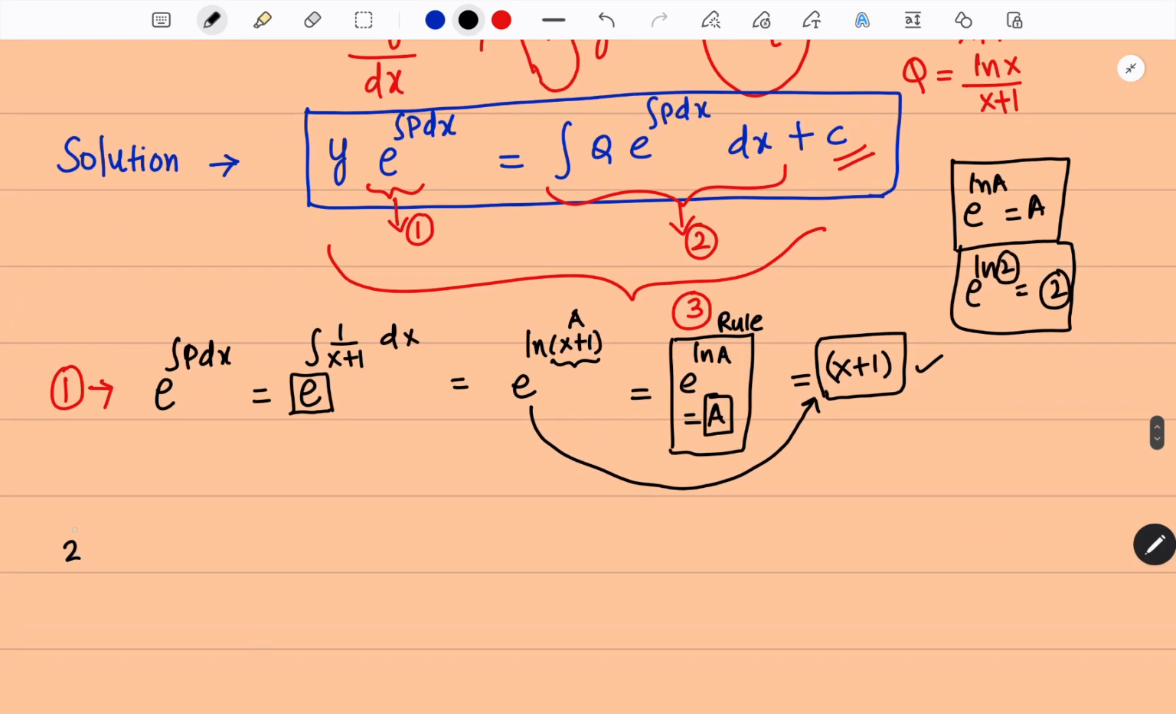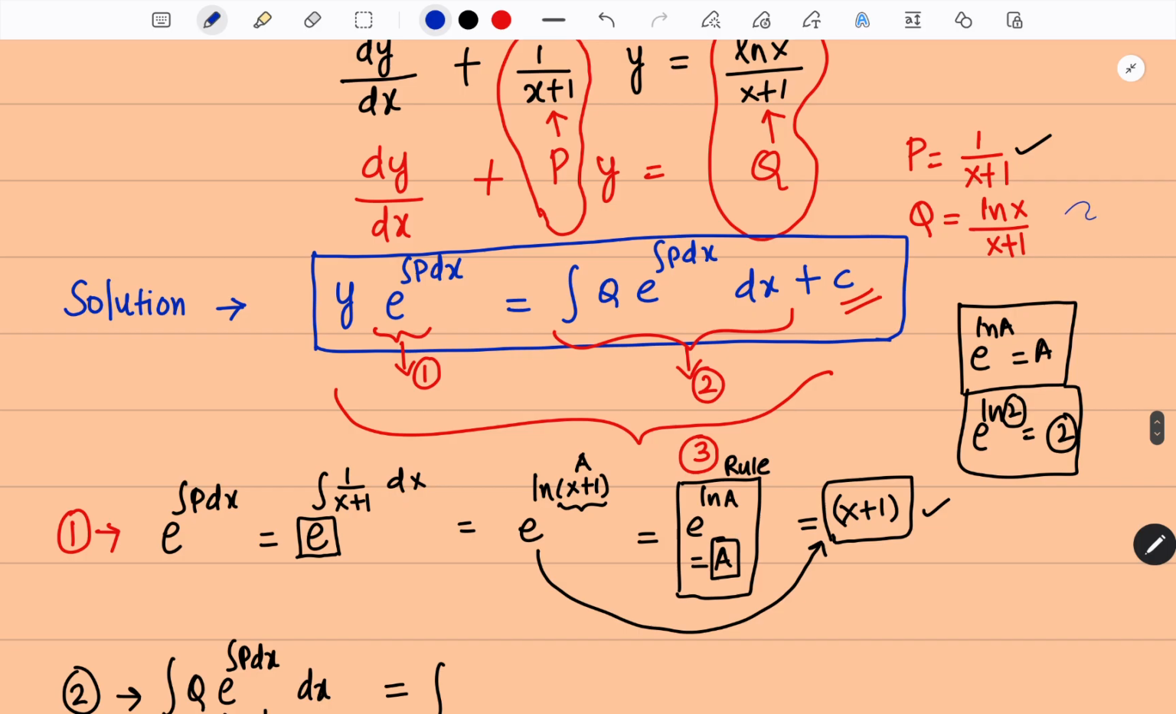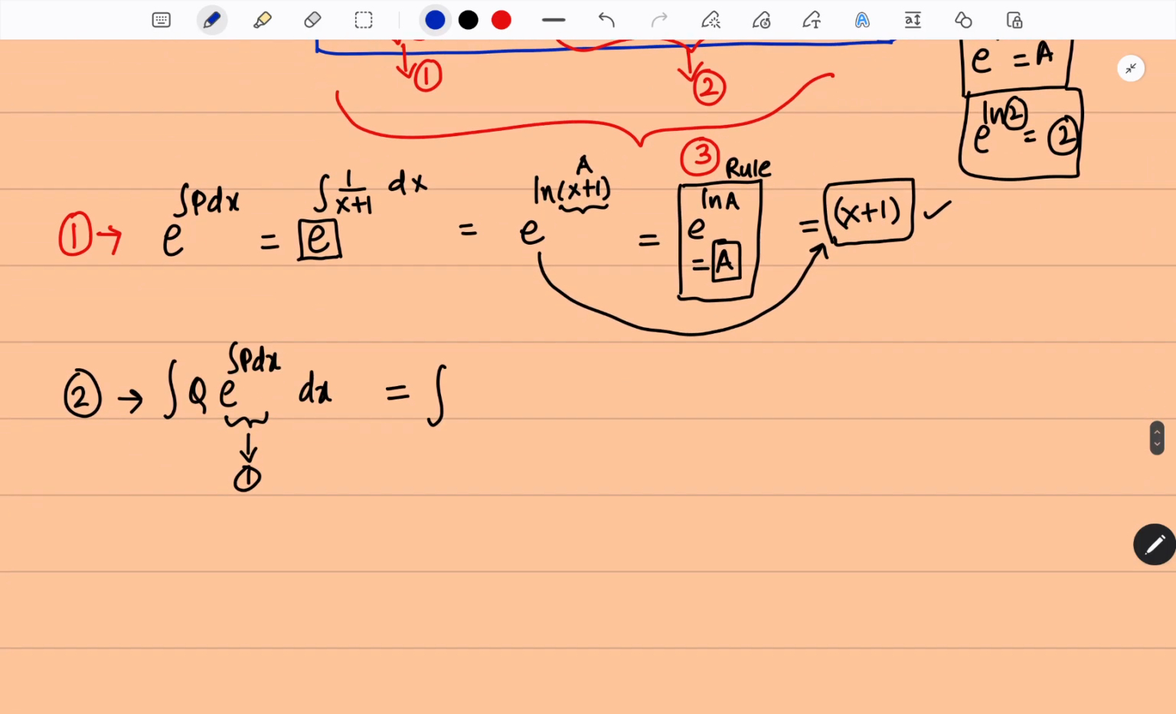Now let's go to step number 2. What is step number 2? Integral of q times e to the power of integral p dx, dx, plus c. I'm not going to take c now, let us remove it. This is from step number 1. So integral of q. What's your q? ln x divided by x plus 1. And from step number 1 we got x plus 1 into dx. The x plus 1 cancels together, all cancels. So you get integral ln x dx.